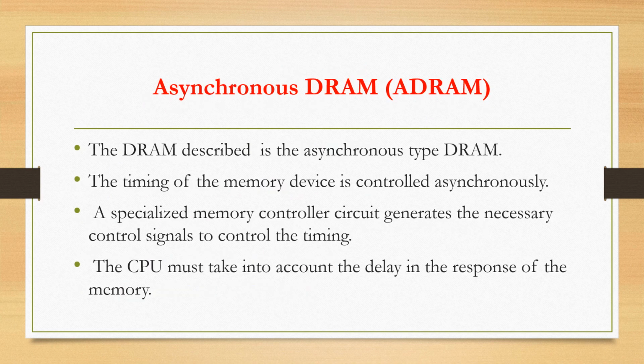Asynchronous dynamic random access memory is also called DRAM. In this memory, the timing of the memory device is controlled asynchronously. A specialized memory controller circuit generates the necessary control signals to control the timing. The CPU must take into account the delay in the response of the memory.